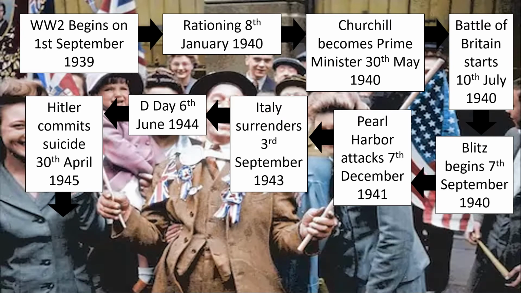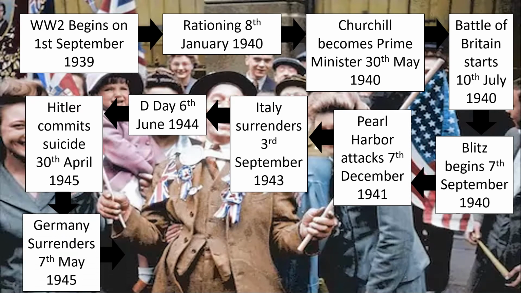Hitler eventually commits suicide on the 30th of April 1945 when he realizes the war isn't going to be won and he doesn't want to be captured and tortured. So he commits suicide by shooting himself in the head, and Eva Braun, his wife of 2 days, takes a cyanide pill and dies that way.